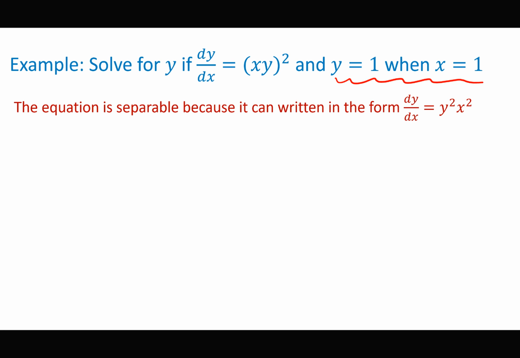Okay, I can recognize that this is a separable differential equation because I have two functions, x and y. And I could break this up and say, well, this is the same as x squared y squared, or y squared x squared, same thing. And so I can separate this to say, well, that's the same as 1 over y squared dy equaling x squared dx.